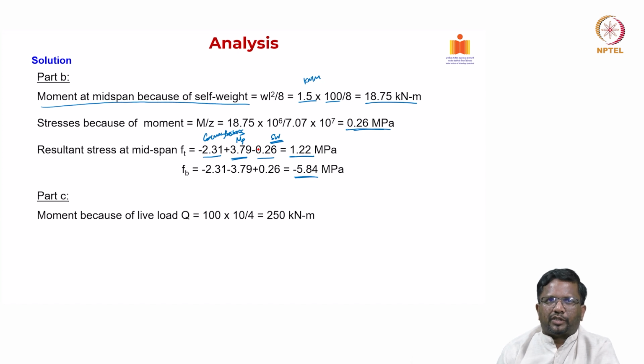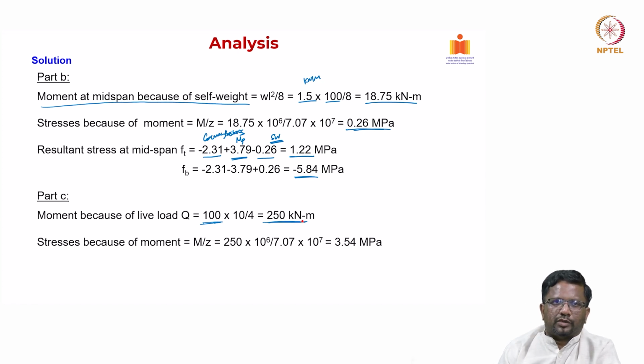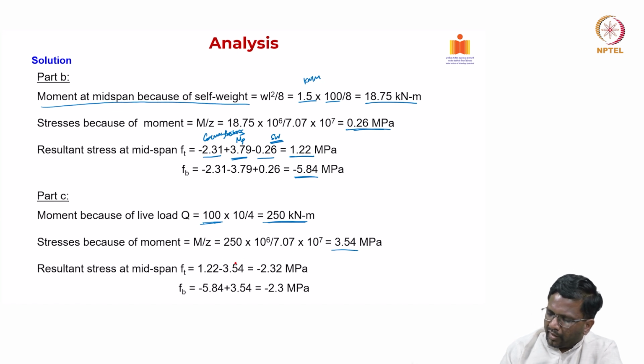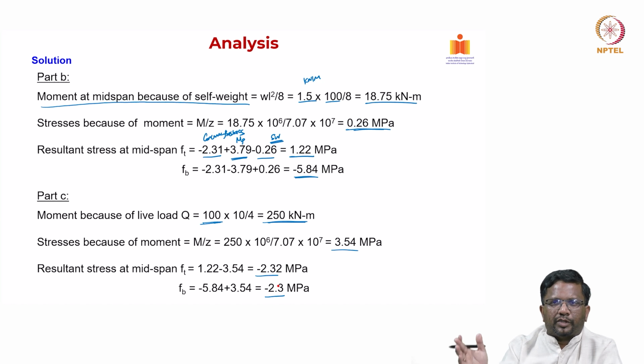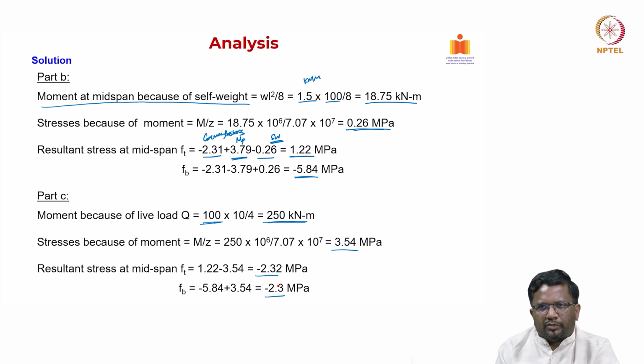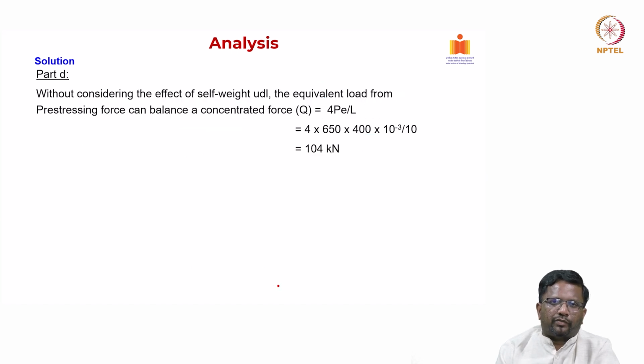Now, let us see what is the moment because of the live load. Live load we have given as 100 kilonewton. So, the total live load moment is 250 kilonewton meter, and the stress because of this moment is M by Z again, which is 3.54 megapascal. When you add the extra effect, it is going to be negative 2.32 and 2.3. So, because of the live load, self weight and pre-stress, you get a stress which is nearly constant at 2.3 megapascal in this example; the entire section is subjected to only 2.3 compression for the given loading configuration.